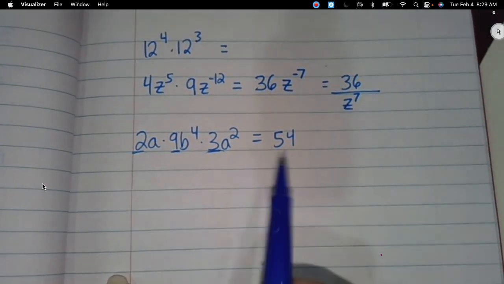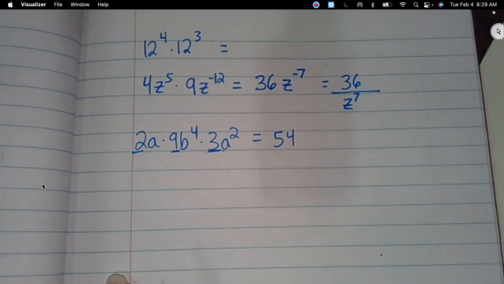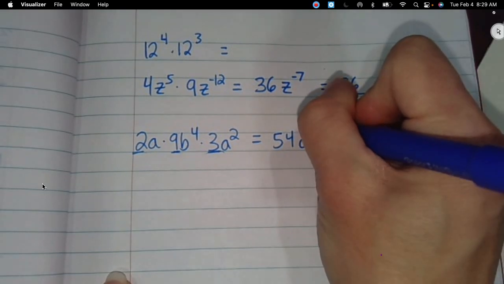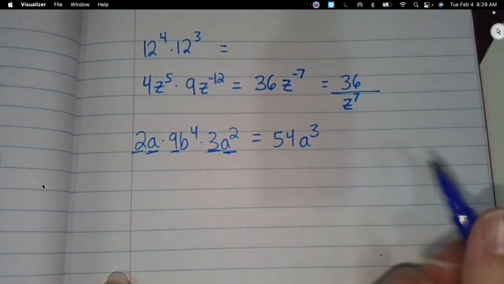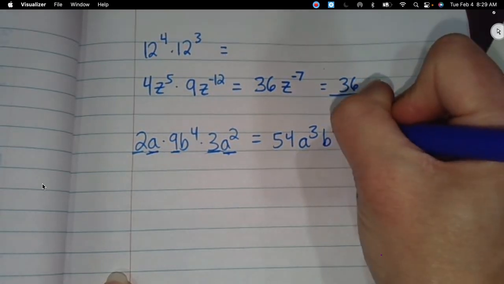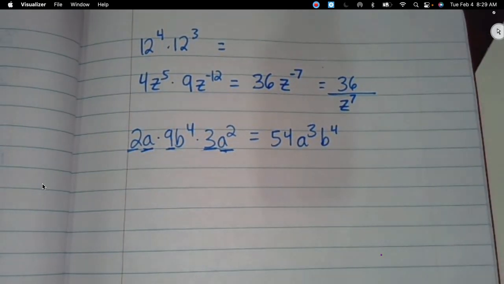Let's see what's next. Let's do our A's. How many A's? I'm going to put A to the what? Third power. A to the 3rd power. And then how many, let's see, I'll mark those off. And then how many B's are there? Well, just that one set, B to the 4th. There's my answer. Add my exponents.